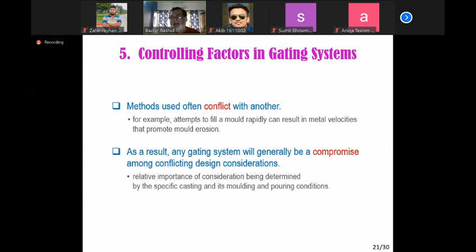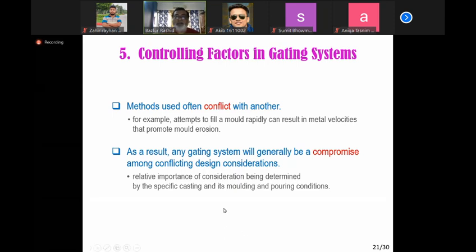If the supplier or the buyer can tolerate a certain degree of defects, we will design accordingly. As a result, any gating system will generally be a compromise among the conflicting design requirements. The relative importance of considerations is determined by the specific casting and its molding and pouring conditions. So, based on the requirement, we will use a particular system.